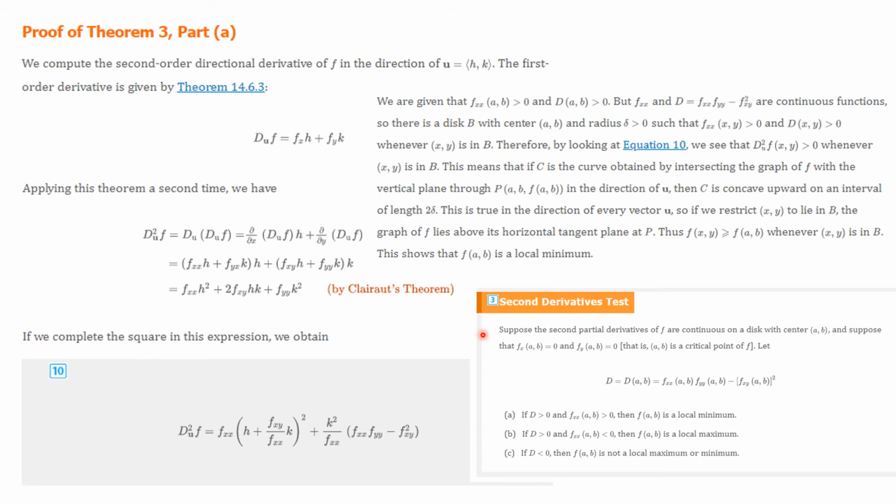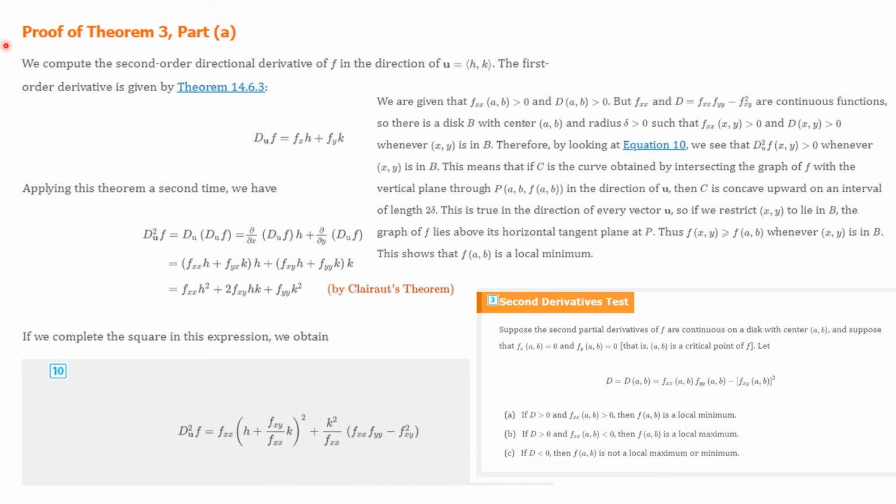So suppose the second partials are continuous on a disk with center (a,b), and suppose that the partials of f with respect to x and y are 0 at a point (a,b). That means it's a critical point. And D is this expression. It's going to be the second partial with respect to x times the second partial with respect to y minus the cross partial whole squared. And we're to prove if D is bigger than 0 and f_xx(a,b) is bigger than 0, then this is a local minimum.